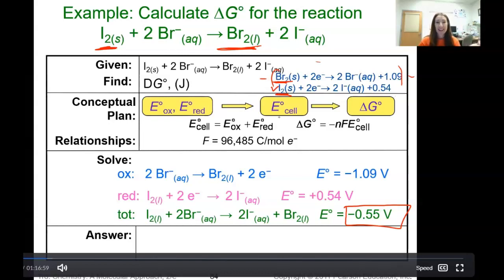Yeah, it's going to be positive. Yeah, very good. It's going to be positive. We should get a positive delta T here because our E cell is negative, meaning it's non-spontaneous.